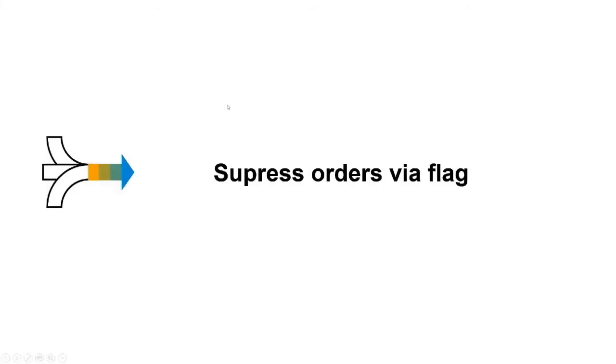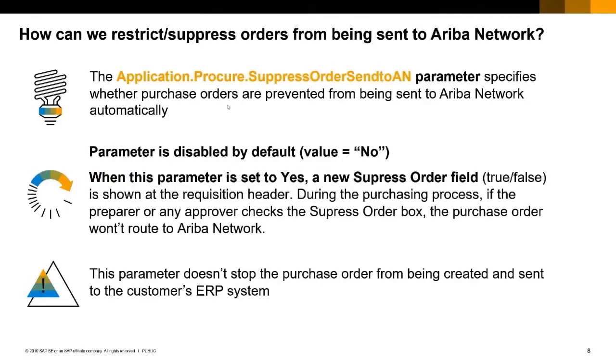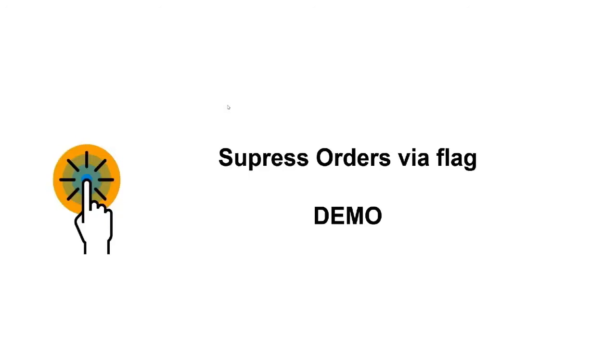After understanding how internal changes behave, let's see how the Suppress Order flag works. We can configure the system for having a new Suppress Order field shown at the requisition header that, during the purchasing process, a user, preparer, or approver can check for avoiding the PO being sent to Ariba Network regardless of the change. This is configured via a parameter, which is disabled by default. So in case you're interested, your system administrator can enable it for you. Let's see how it works in the system.